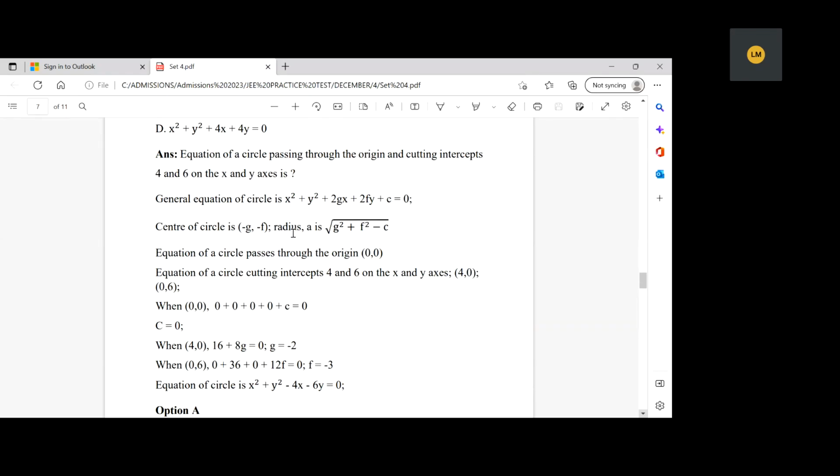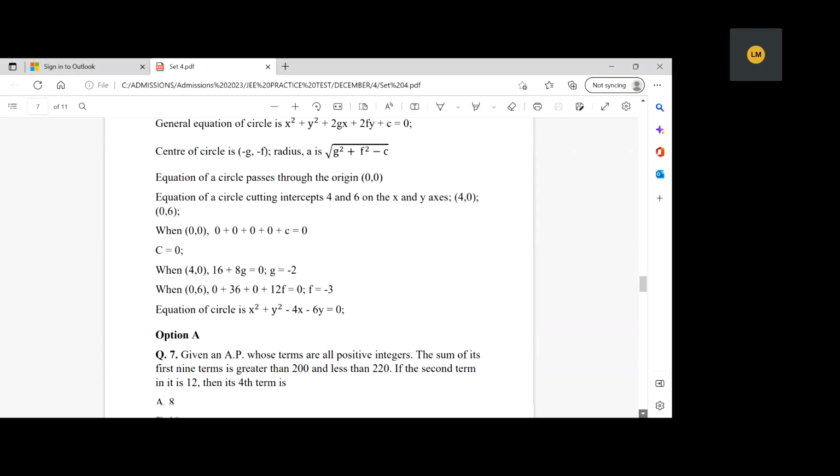So I have written it somewhat in detail. This is the general equation that we know. You don't need to go this way. You can just substitute for each of them and find out the value of G and the value of F, and then you can solve it. So this will be x square plus y square plus 2 into minus 2x, which will be minus 4x, plus 2 into minus 3 into y, which will be minus 6y, plus c, which is equal to 0. C is also 0. So yes, I hope it's clear to everybody.